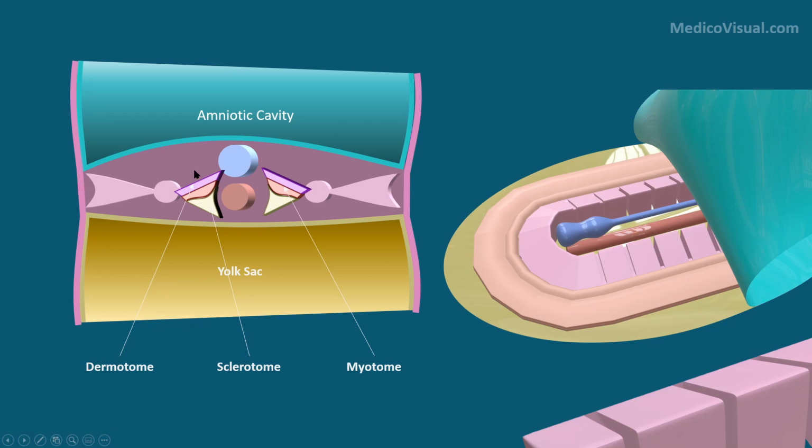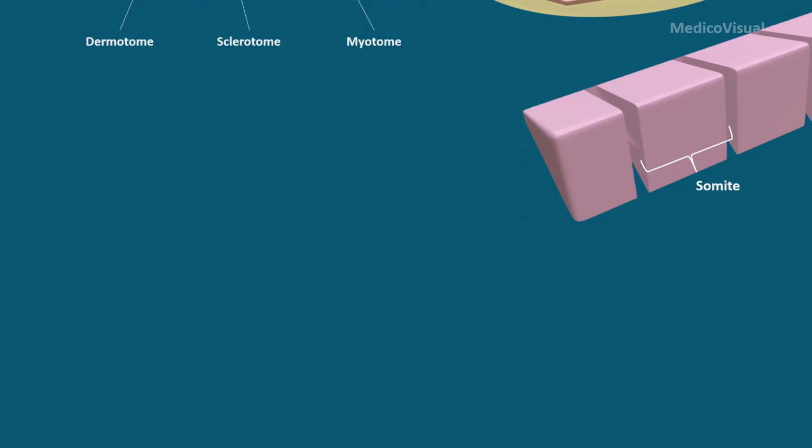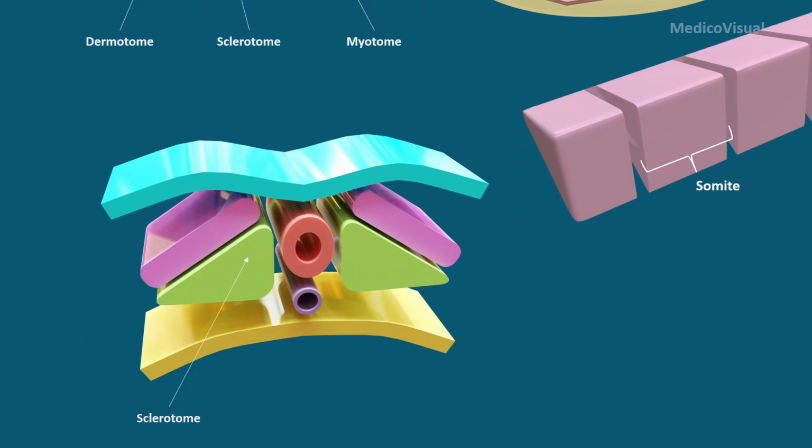So in summary, first the paraxial mesoderm is segmented into isolated bodies or condensations that are called somites, and then these somites are further divided into dermatome, sclerotome and myotome. Let's see in a 3D diagram. So here is the sclerotome, and the dermatome as well as the myotome, they are closely associated with each other, so they are collectively called dermomyotome.